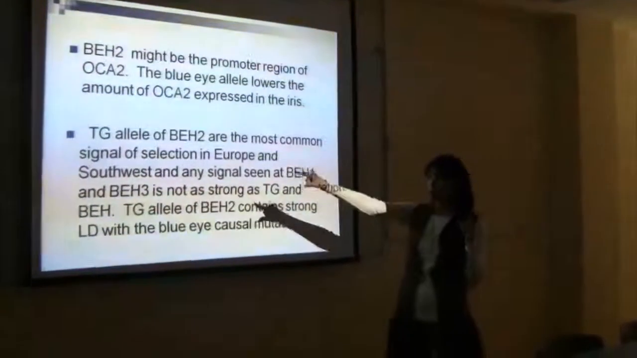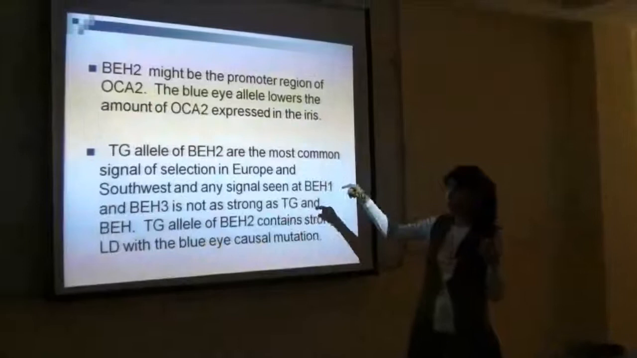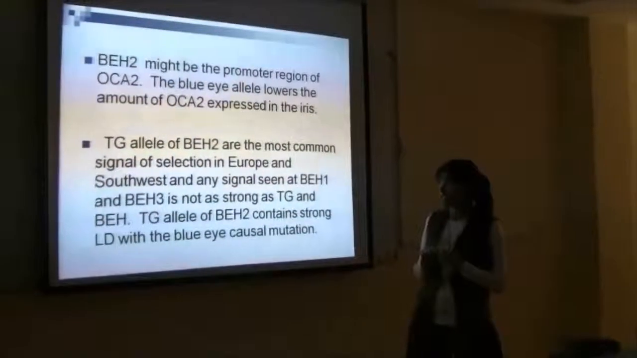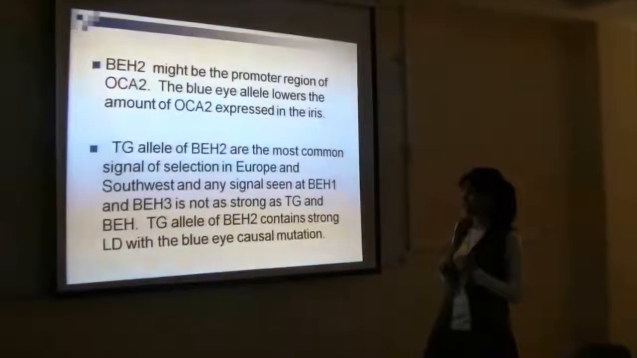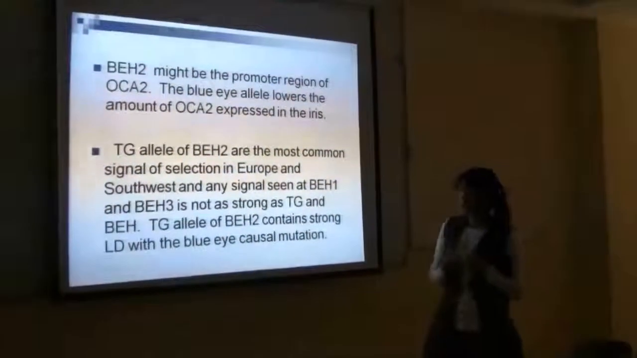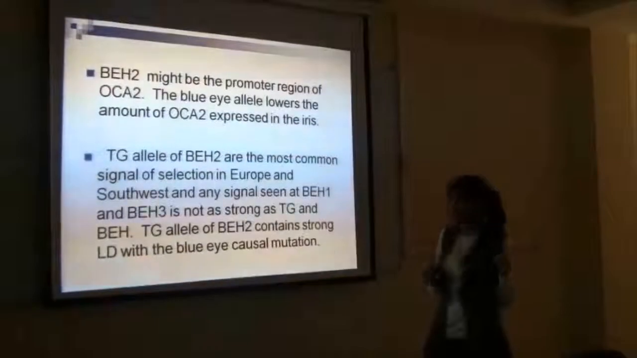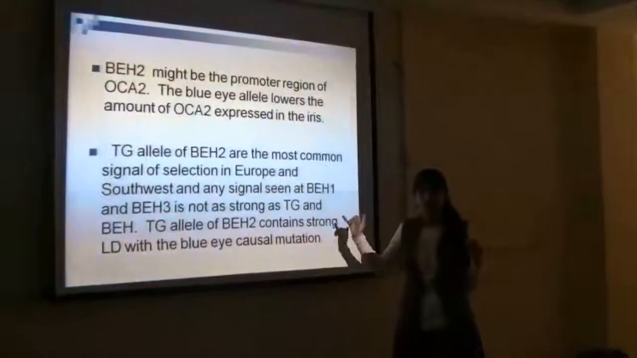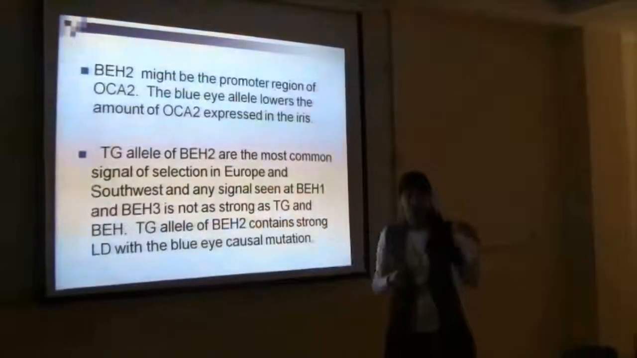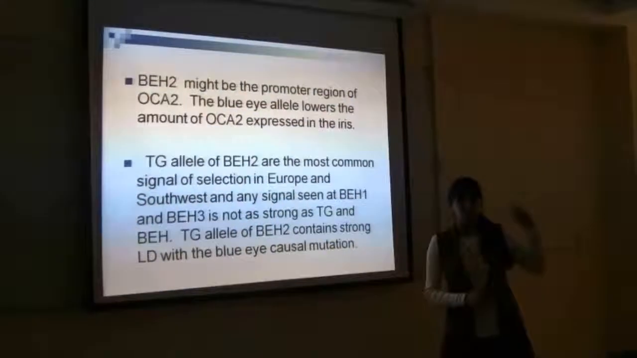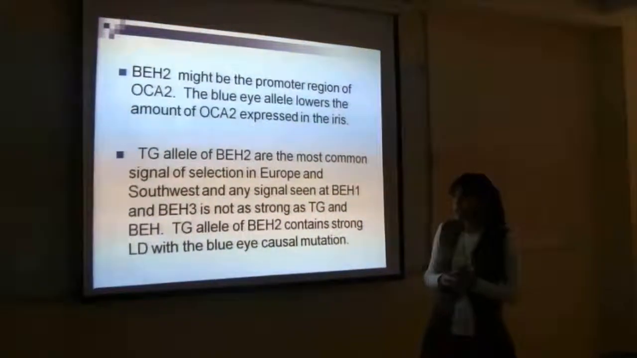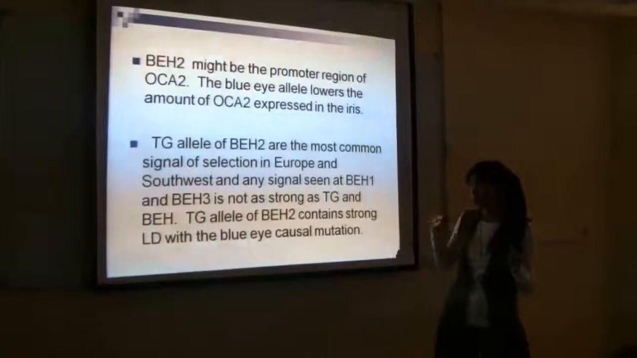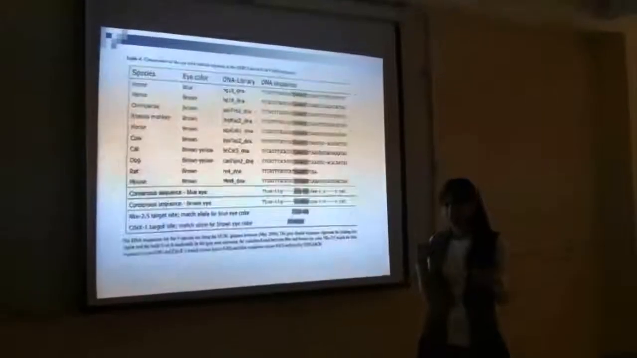Now, they said that the TGA allele of the BEH2 is the most common, and it is the strongest signal for selection in Europe and the Southwest. A signal has been seen at the BEH and the BEH3, but it is not as strong as TG and the BEH, which actually cause the blue eye color. That's why you can see people with blue eye colors more in Europe rather than here. The TG allele of the BEH2 has a strong LD with the blue eye causal mutations.